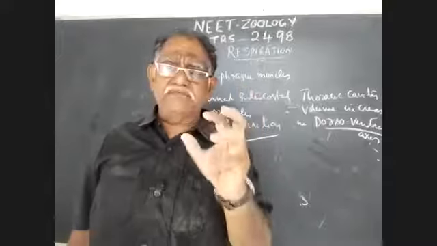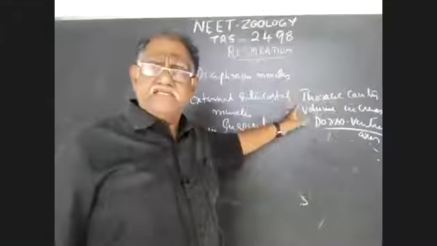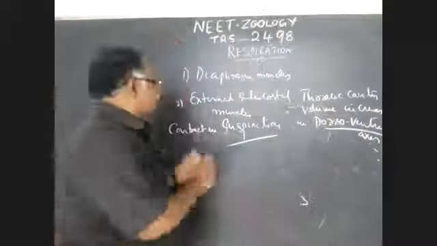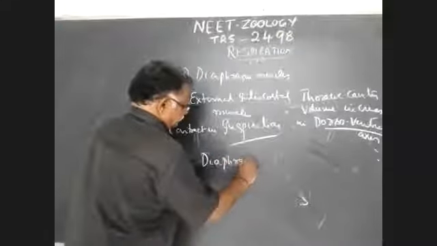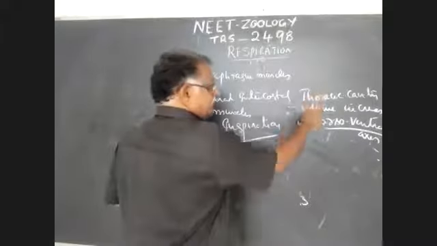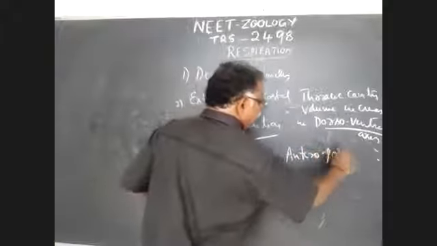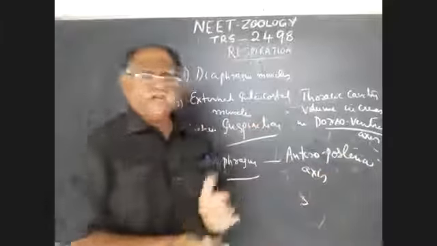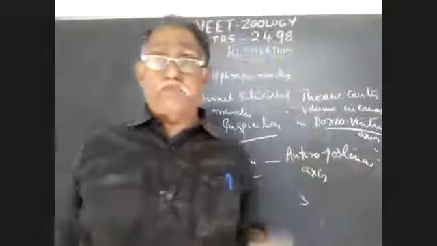By the contraction of these two muscles, the thoracic cavity volume increases. By the contraction of external intercostal muscles, the thoracic cavity volume increases in dorsoventral axis. By the contraction of diaphragm muscles, the thoracic cavity volume increases in anterior-posterior axis. Find out the correct statement and repeat it. Everybody should remember these two important points.